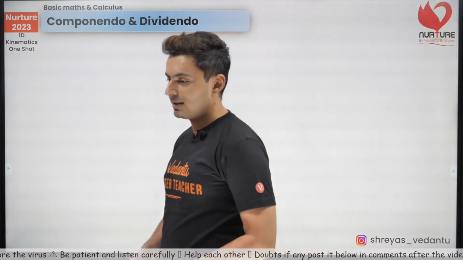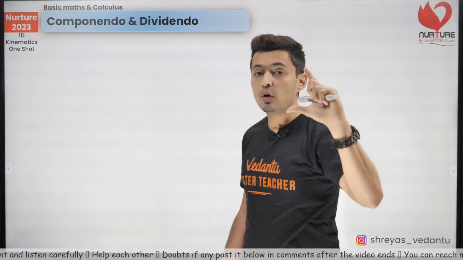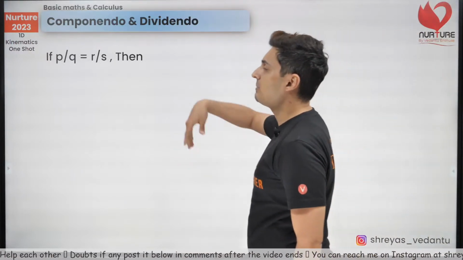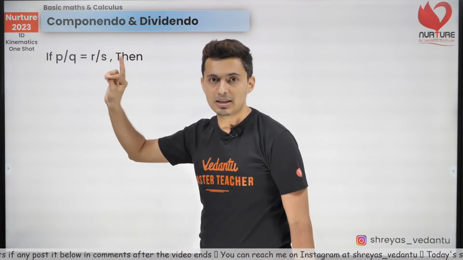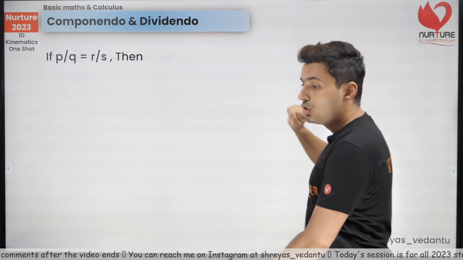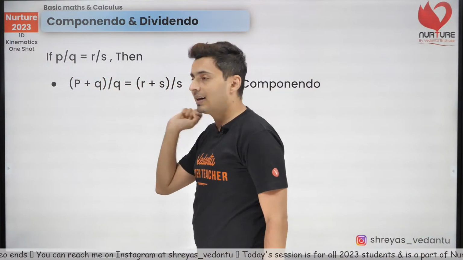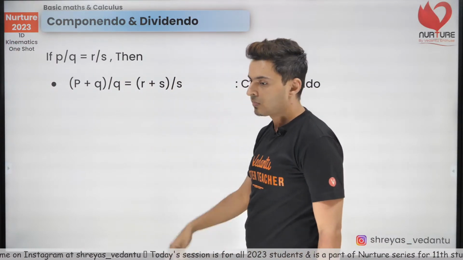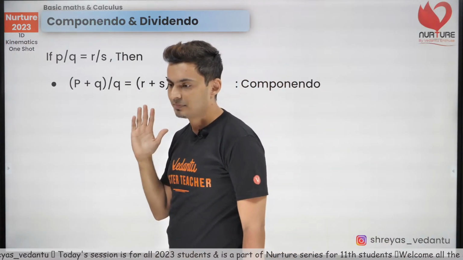Next, componendo dividendo. Remember, it's applicable for ratios. Whenever you have a ratio, P by Q is equal to some other ratio. If two ratios are equal, then what results follow? You can add the numerator to the denominator, divided by the denominator. Then you have to do the same thing on the RHS: numerator plus denominator divided by denominator. That's it.